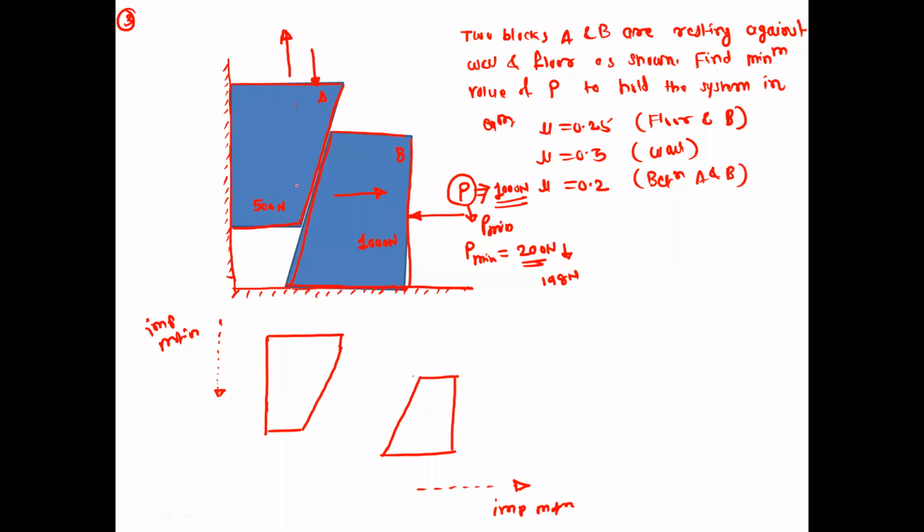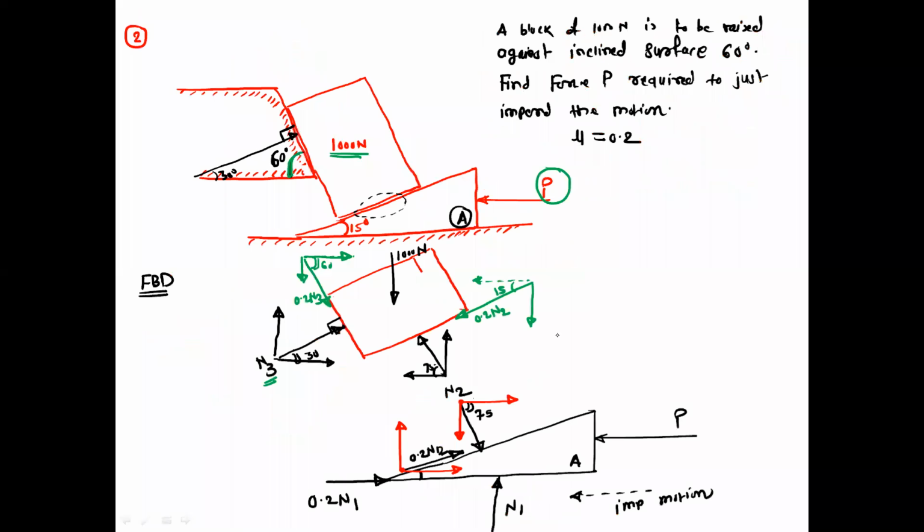For that motion, block A will start moving in the downward direction because of gravity. Its weight is 500 Newton. And as block A slides downward, it will push block B towards the right side. So this condition is possible when the force P is less than the minimum value. For the maximum value, it will hold the system in equilibrium. There will not be any motion because there is no motion possible in the upward direction if you observe the geometry.